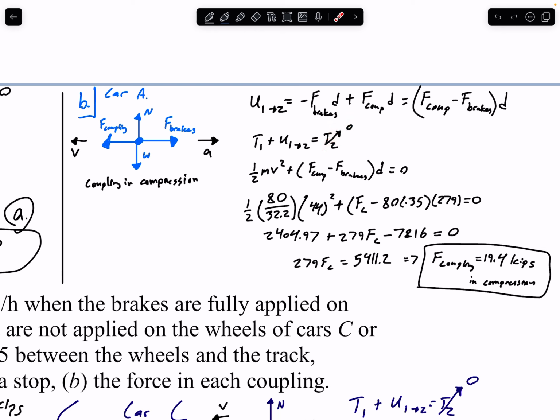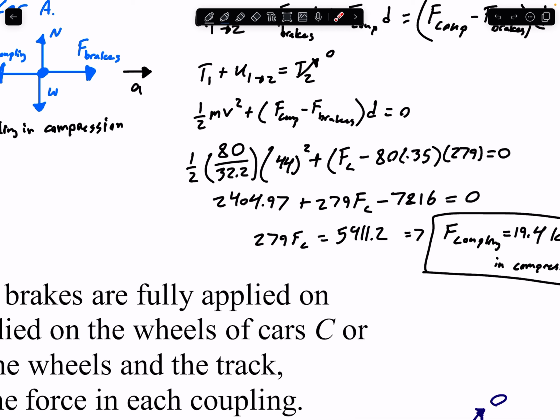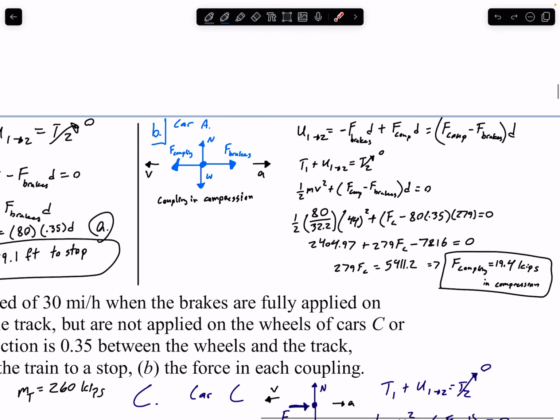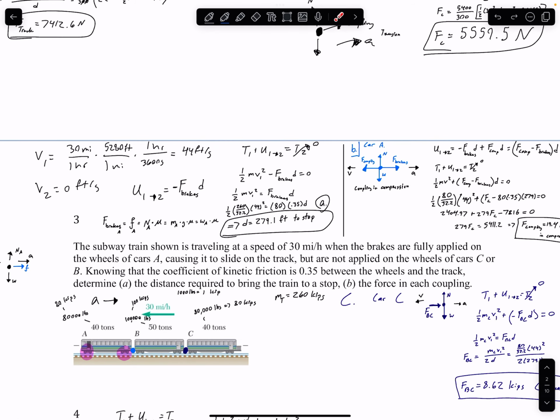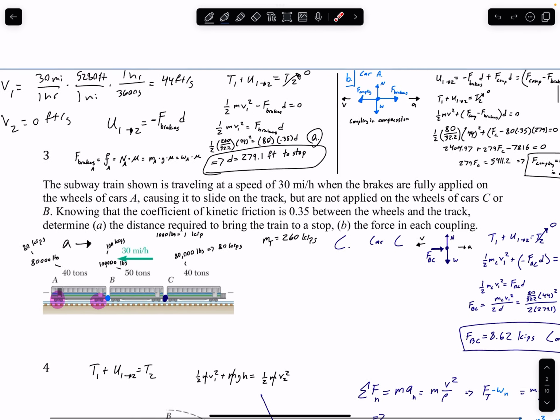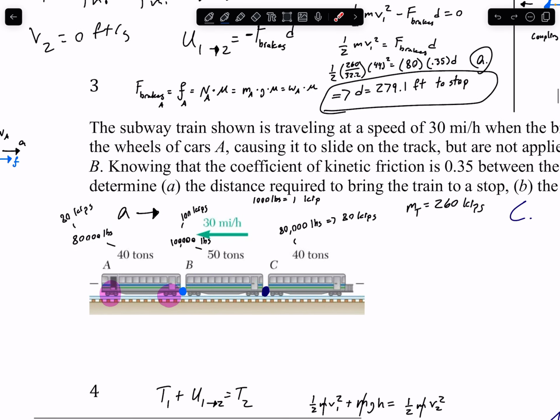So we get our initial kinetic energy, which is just the mass of car A, I believe. And then we're looking for the force of the coupling. We do some algebra, move some stuff around, and we get that the force of the coupling is equal to 19.4 kips in compression. So yeah, I drew that wrong there. It's important to note a kip is equal to 1,000 pounds.